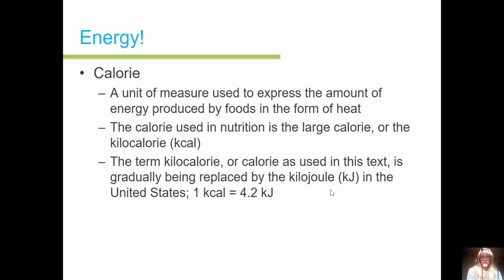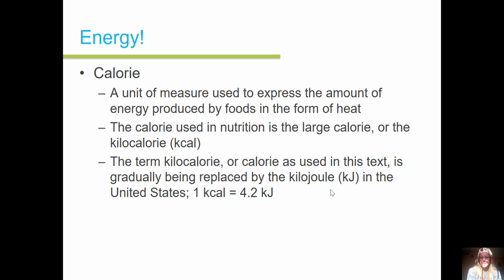So first of all, energy. In the world of nutrition, when we talk about energy, energy comes in the form of calories. So we have to ingest specific foods that have calories in order to produce this energy in our body. So a calorie is a unit of measure. It's used to express the amount of energy produced by particular foods in the form of heat in our body.